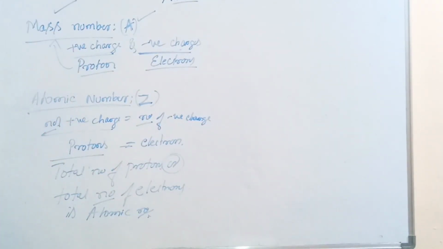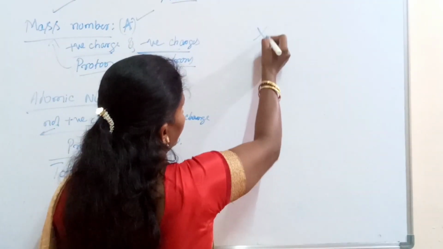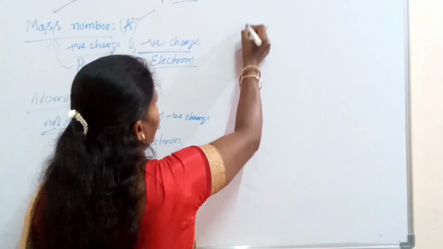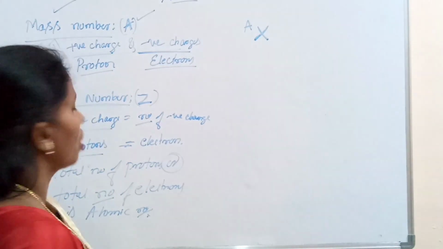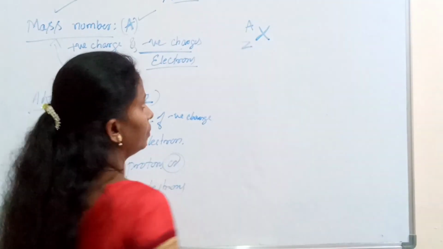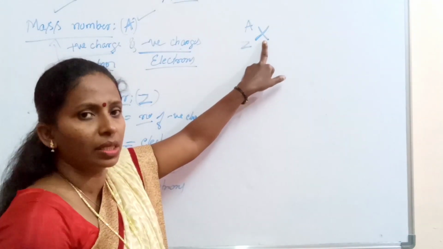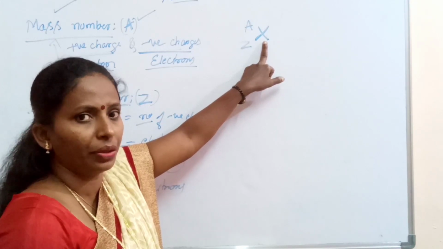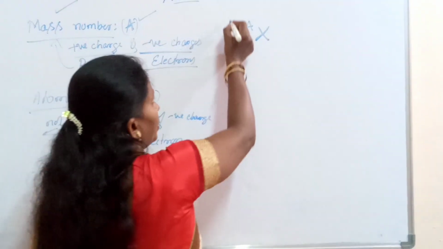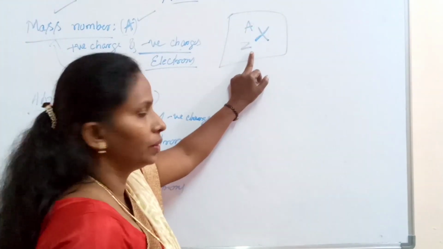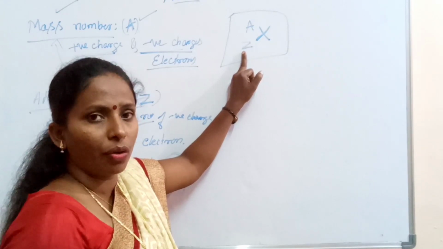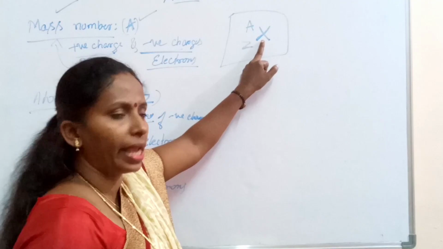To mention for an element X, we write the mass number and atomic number with the element symbol X. The superscript on the left side, A, represents the mass number, and the subscript Z represents the atomic number, which is the number of protons or the number of electrons present in an atom X.